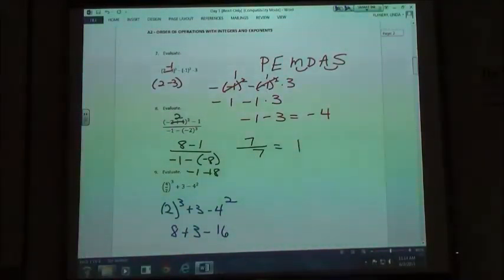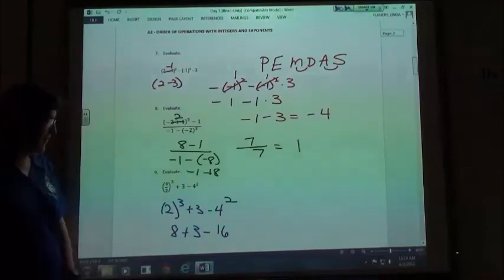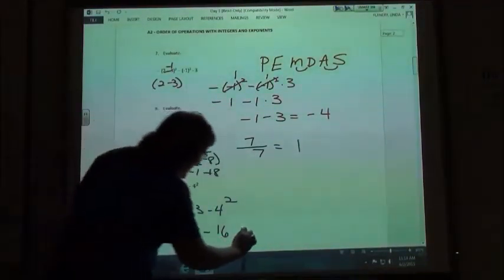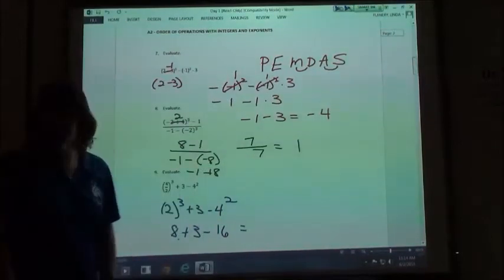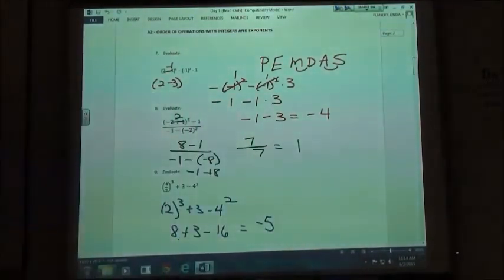And now I don't have any multiplying and dividing, so I can add and subtract from left to right. 8 plus 3, 11 minus 16, negative 5 would be my answer then, right?